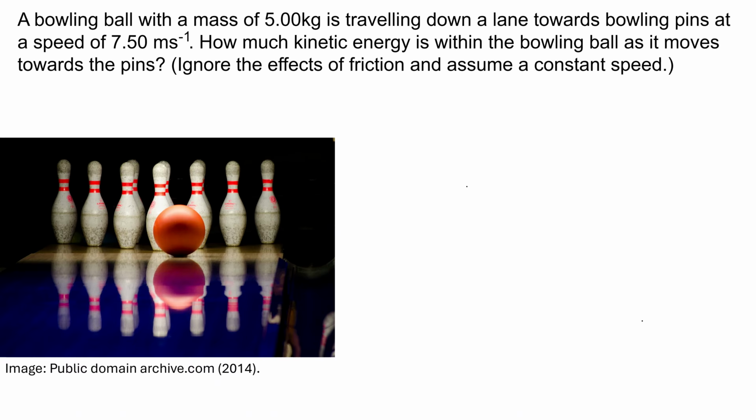That final point about ignoring the effects of friction and assuming a constant speed for the movement of the bowling ball as it is moving towards the bowling pins refers to the fact that in reality, as the ball is moving along the surface of the lane, there is a conversion of kinetic energy into thermal energy, heat, and as a consequence, the bowling ball will actually slow down. However, for this question, we're going to essentially assume that those effects are negligible and that the speed of the bowling ball is maintained at 7.50 meters per second until it reaches the end of the lane and makes an impact with the bowling pins.